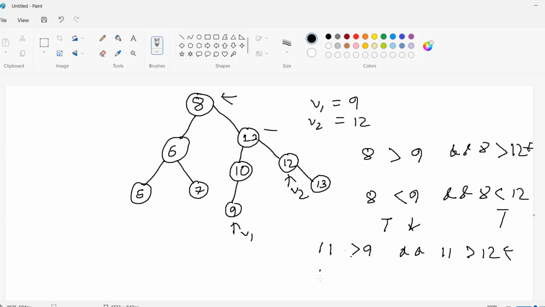Next one is 11 less than 9 and 11 is less than 12. So 11 is less than 9? No, condition false. In this one, 11 is less than 12, condition true. So that means for 9 and 12, it will not go inside in the right side direction and not even go inside the left side direction.